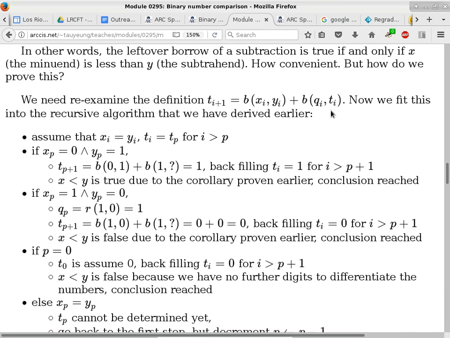Let's see, did I say that here? X is less than y is true due to the corollary that we have proven earlier. So it doesn't really quite say the rest, okay? Which is, well, we have just determined what is t p plus 1. What about t p plus 2 and all the more significant borrows? What do you think? How would knowing that t p plus 1 is 1 impact the other borrowed bits to the more significant side? Well, let's plug it in. Okay, so I'm going to use my tablet to show this part here.